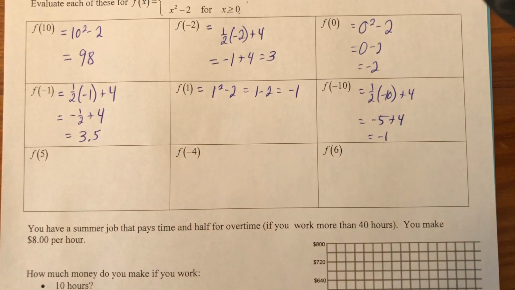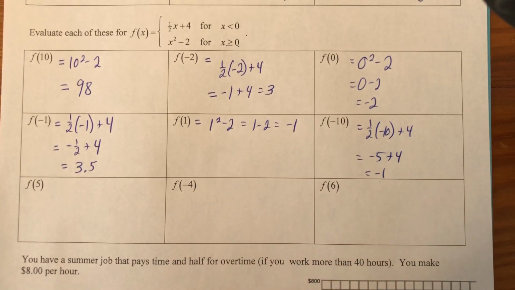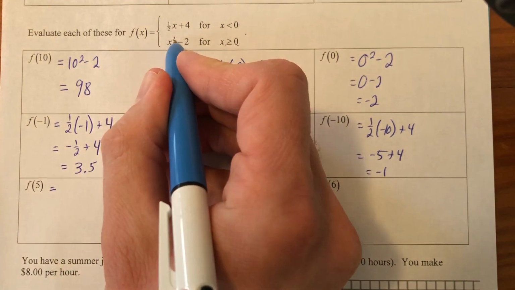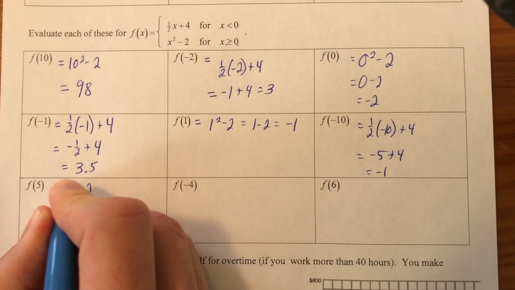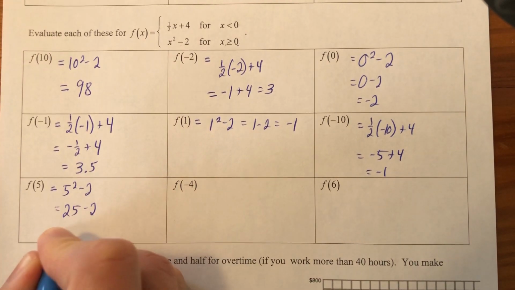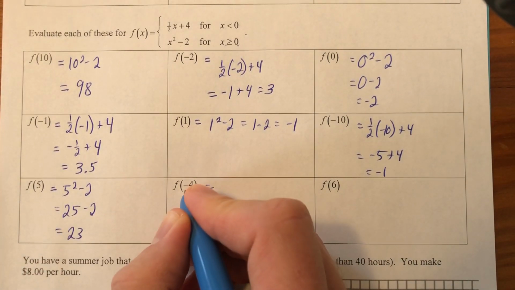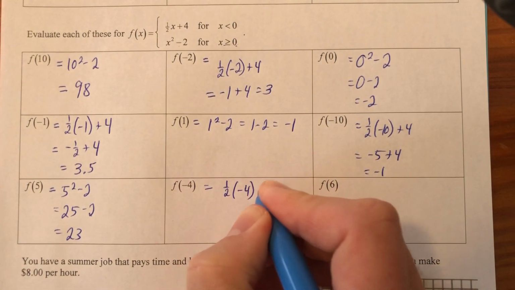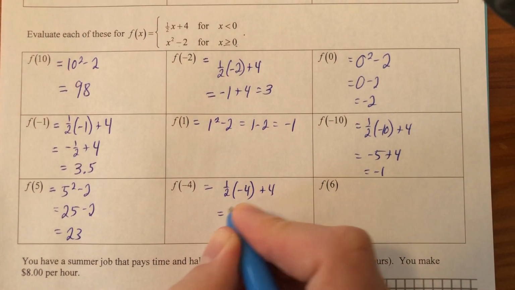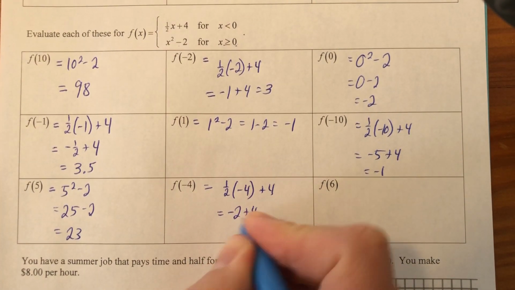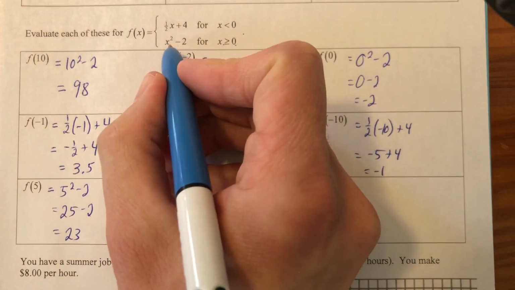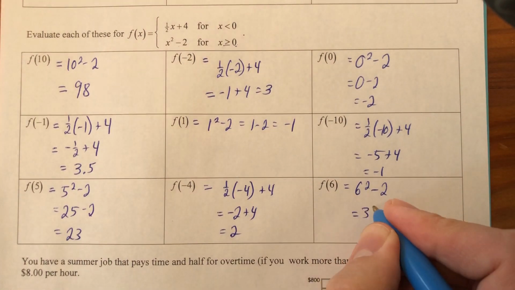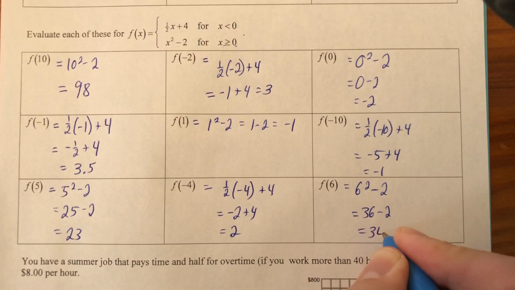And again, the only hard part, well, it's not a hard part, just figuring out which piece of the function to use. 5 is not less than 0, 5 is greater than 0, so we go here to x squared minus 2, so 5 squared minus 2, that would be 25 minus 2. You can do some of this in your head, just be careful. Negative 4 is less than 0, so we have 1/2 times negative 4 plus 4. 1/2 times negative 4 is negative 2 plus 4 is going to give me 2, and then I'm going to use the 6, so 6 squared minus 2. So now we have a basic understanding of piecewise functions.